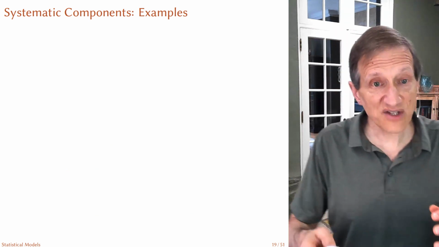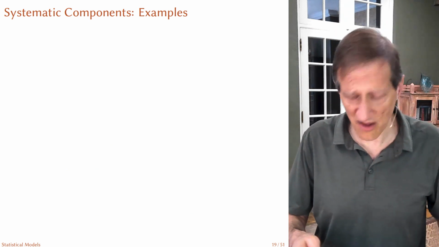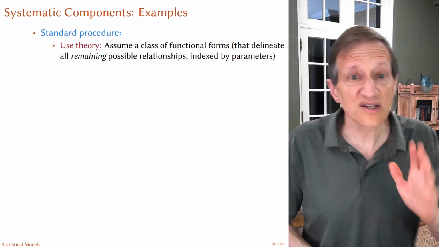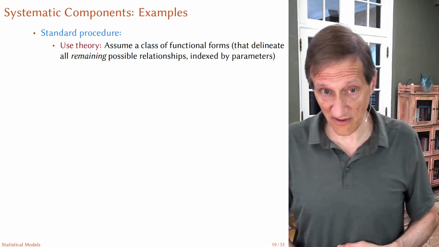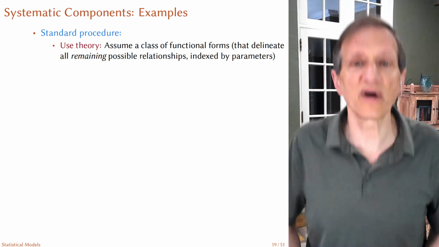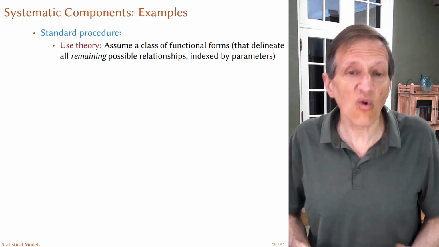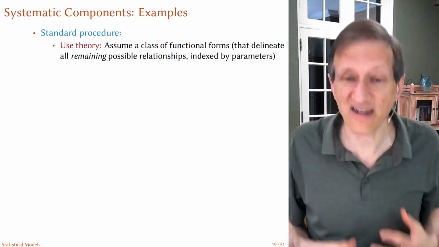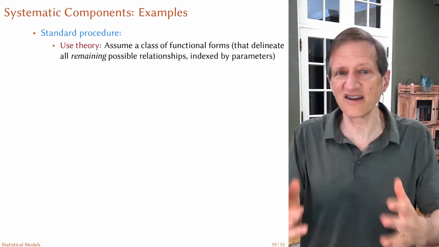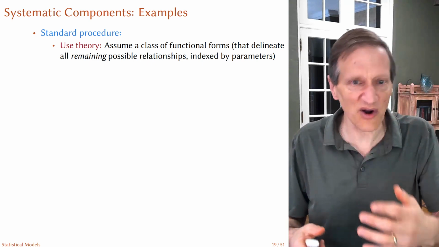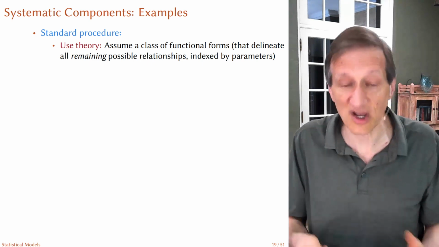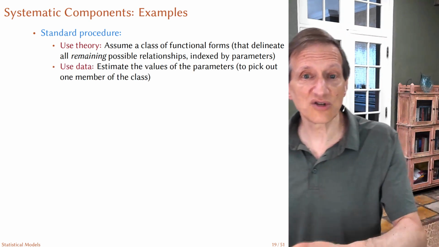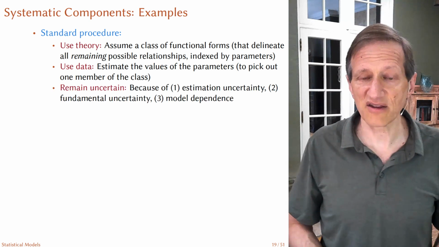So let's look at the examples of the systematic components. Standard procedure for picking these is to use theories. Assume a class of functional forms that delineates essentially all remaining possible relationships, because you've eliminated all the relationships that don't fit into that setup. If they're not linear and you've chosen linear regression, then it's not possible to come up with a result that says, hey, it's nonlinear. So that's a really important step. We're going to use theory to choose the class. We're going to use data to estimate the member of the class.